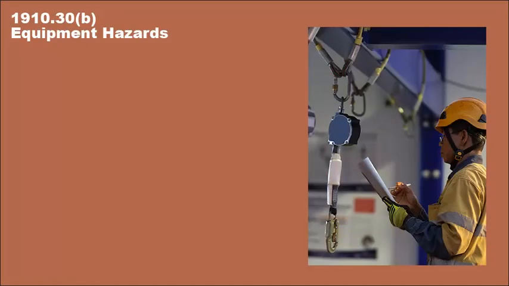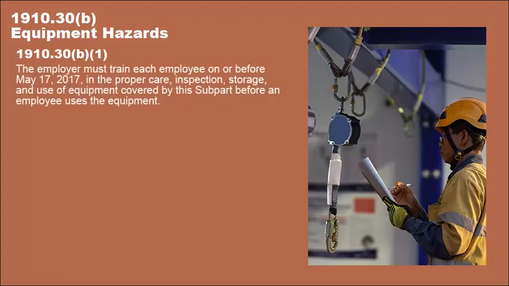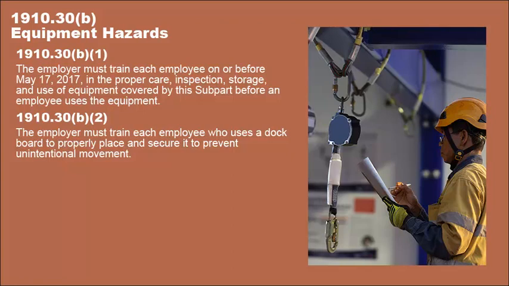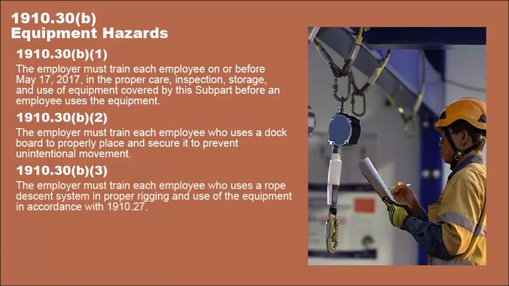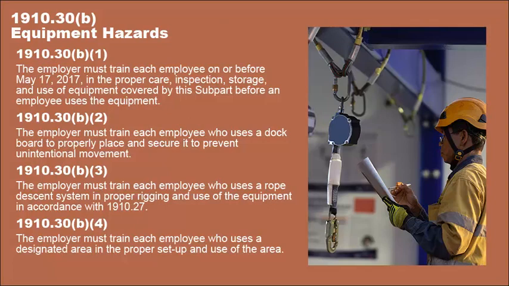1910.30(b) deals with the equipment covered by Subpart D other than personal fall protection systems. Under Section (b)(1), employees must be trained in the proper care, inspection, storage, and use of their equipment covered by this subpart. Training under Section (b)(2) is required only if employees use dockboards. However, employees who do use dockboards must be trained how to properly place and secure the dockboard to prevent unintentional movement. Section (b)(3) requires that employees who work with rope descent system equipment be trained in its proper rigging and use. And finally, for employees who use a designated area under 1910.29(d), Section (b)(4) requires that they be trained in the proper setup and use of the area.